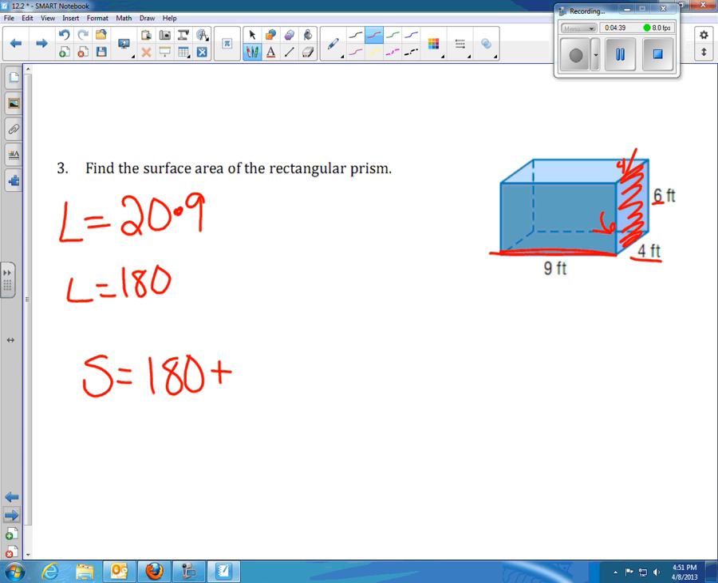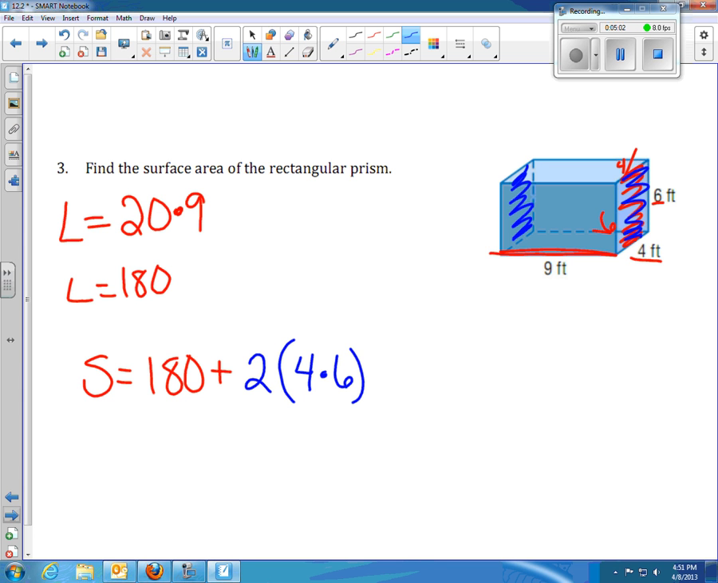So our base here is a rectangle. Remember, there's our base. Area formula for a rectangle is base times height. So 2 bases times base times height. And remember, it's 2 bases because we have one on this end and then we have the other base way down here.